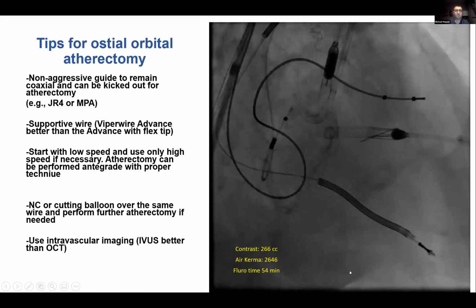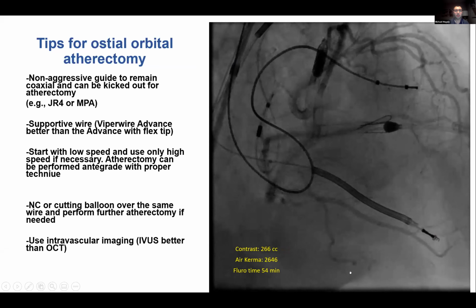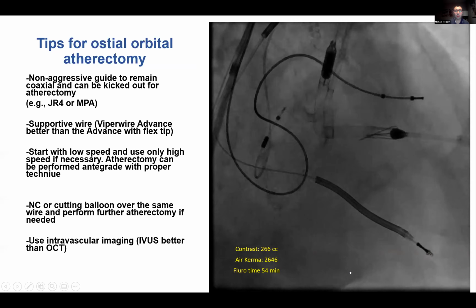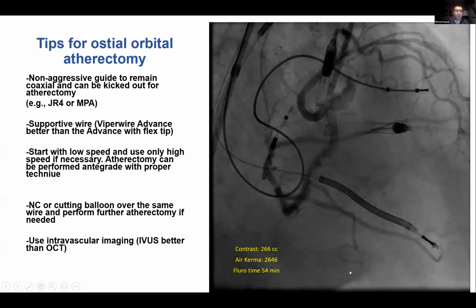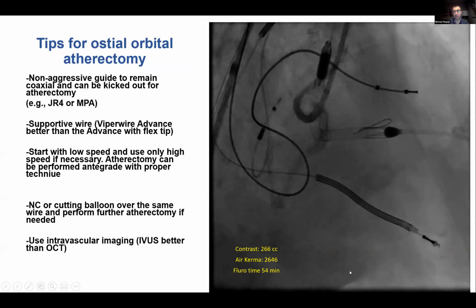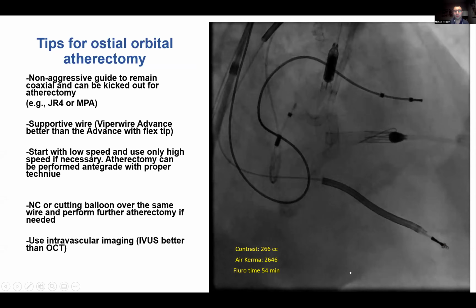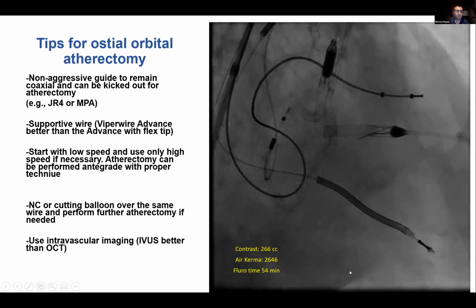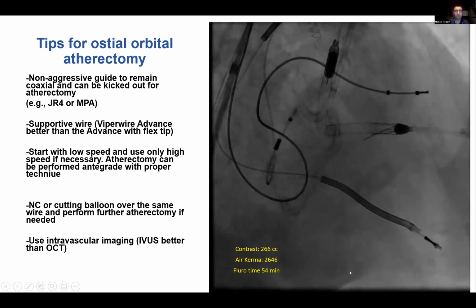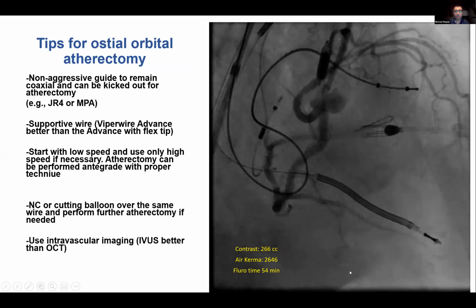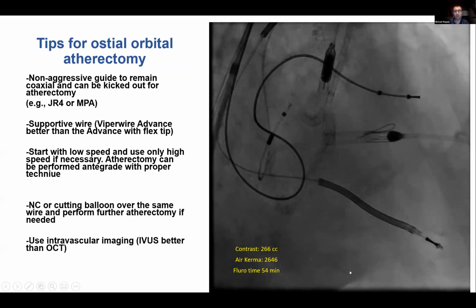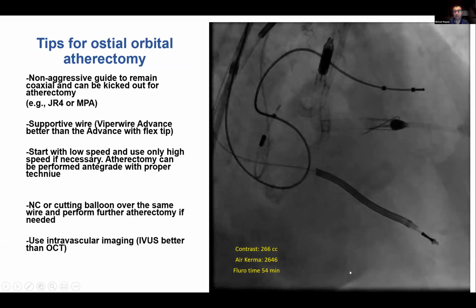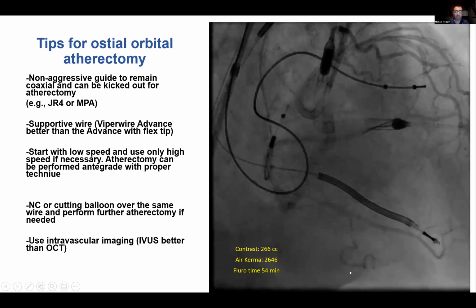So the small tips that I would have for ostial orbital atherectomies: use non-aggressive guides and try to remain coaxial as much as possible, so you're able to kick out the guide and get it back in easily. MP, as we used, is rarely used, but for anomalous vessels it works pretty well, and JR for the right. Use a supportive wire. Start with low speed, and do high speed only when necessary. It can be performed antegrade, with proper technique, slow and steady and coaxial.